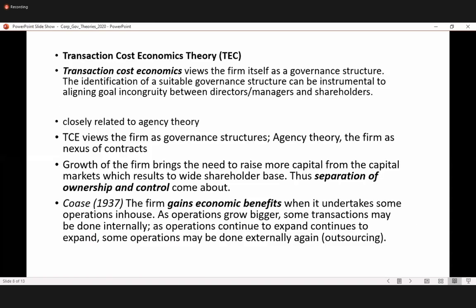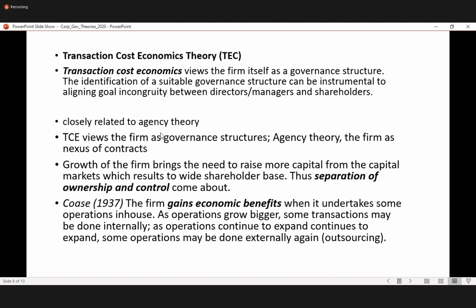Okay, then I wanted to just mention a little bit about this transaction cost theory, which is related to agency theory. The theory views the firm itself as a governance structure. So it is important to choose the appropriate governance structure, which will be instrumental in aligning goal incongruity between directors, managers, and shareholders.